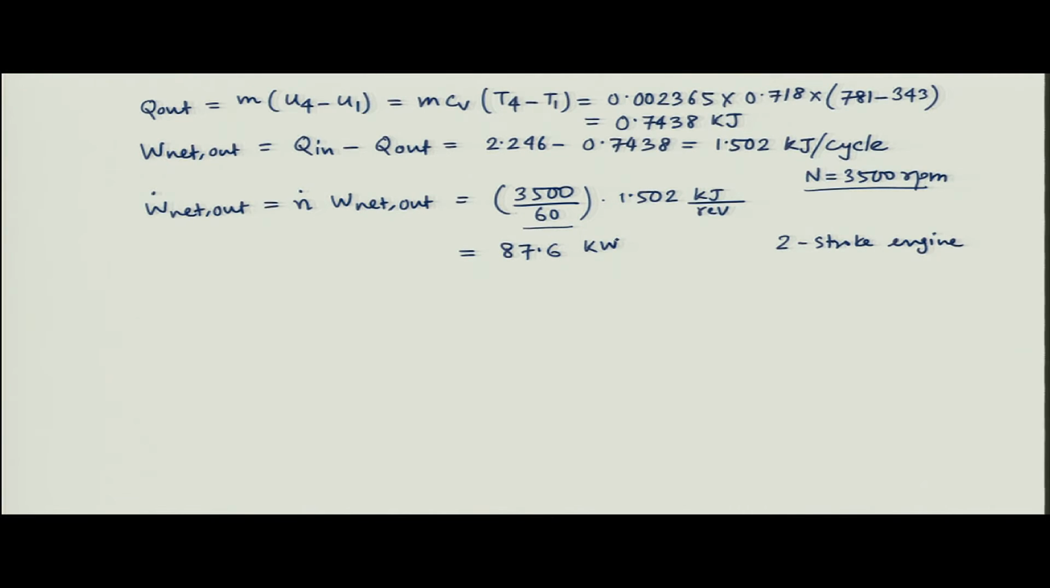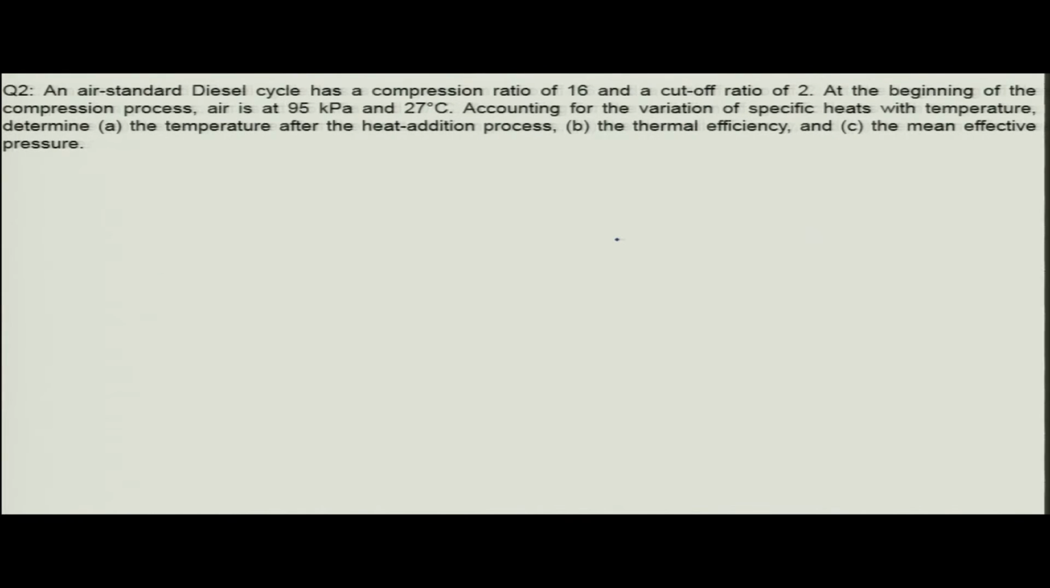Okay. Next, we move to another problem. The second problem is an air standard diesel cycle, but here we will be using variation of specific heats. That is the difference. Now, the problem statement is that the compression ratio is given, which is 16, and the cutoff ratio is also given, that is 2, and P1 is 95 kilopascal and T1 is 27 degree centigrade or 300 Kelvin. Accounting for the variation of specific heats with temperature, determine the temperature after the heat addition process.